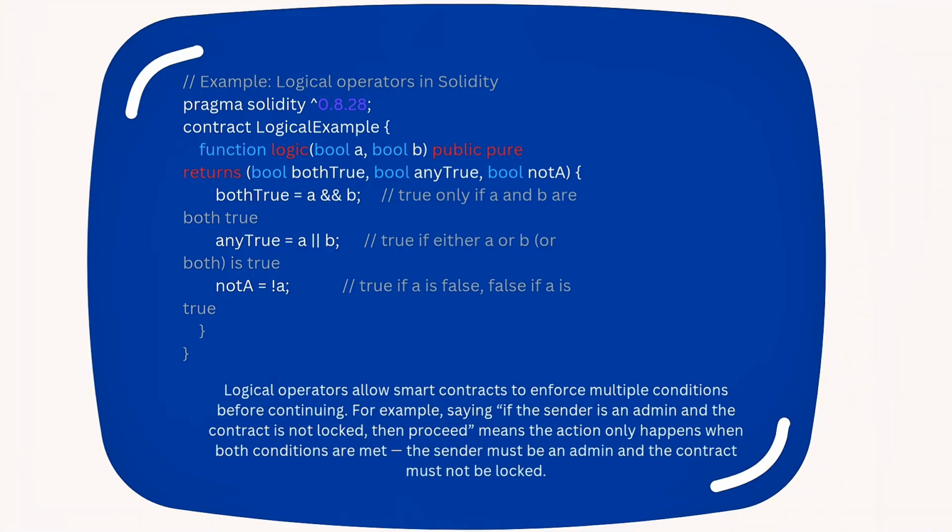Solidity also uses something called short-circuit logic, which means that if the first part of an expression is false, it does not even check the second part, because the whole expression can never be true.